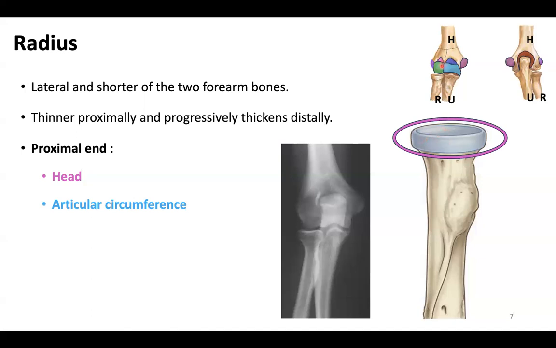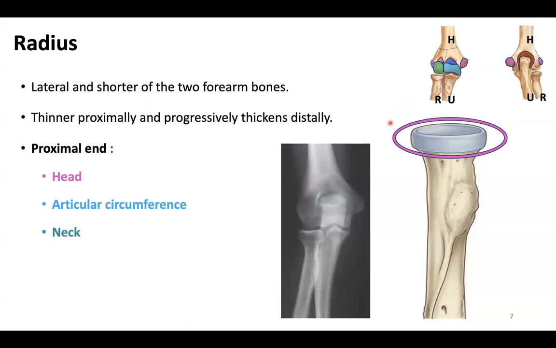The head superiorly articulates with the capitulum of humerus, and it forms part of the elbow joint. But the head medially articulates with ulna, and it forms the proximal radio-ulnar joint. So superiorly, it forms part of the elbow joint, and medially, it forms the proximal radio-ulnar joint.